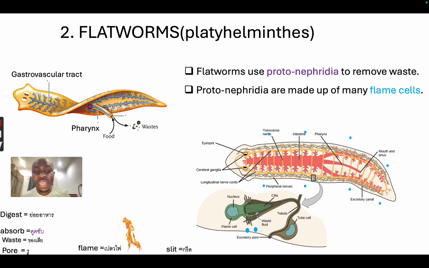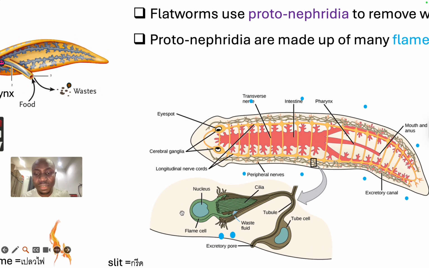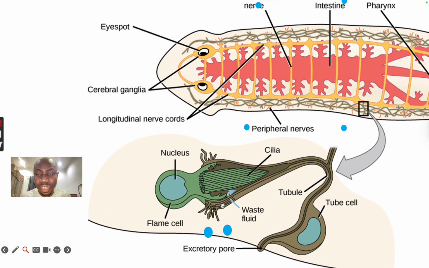But if you zoom into the protonephridia, it is made up of these cells. We call them flame cells. So protonephridia are made up of flame cells. And the flame cells, if you look, they have a little hole on the side. This is one flame cell. There are many flame cells that join together to pump the water out. This is one. It has a nucleus, and inside the cell there is a little cilia that looks like hair. The cilia can move.